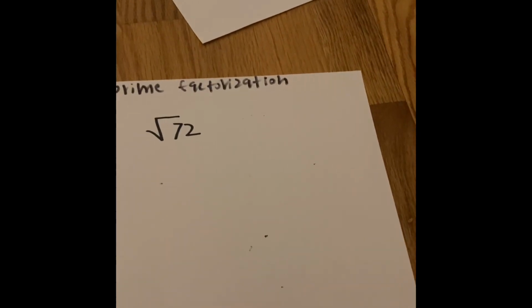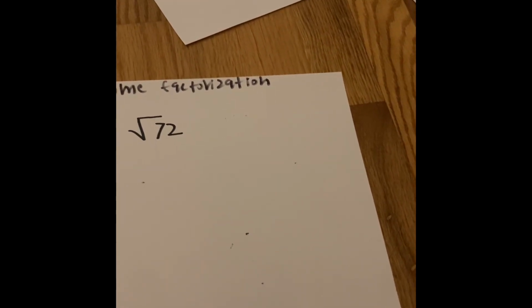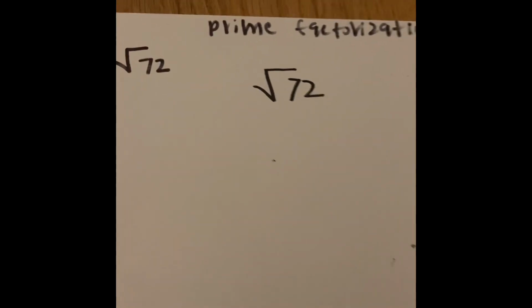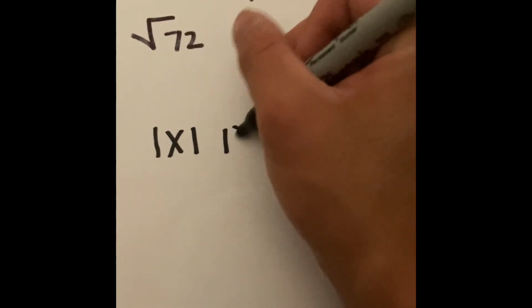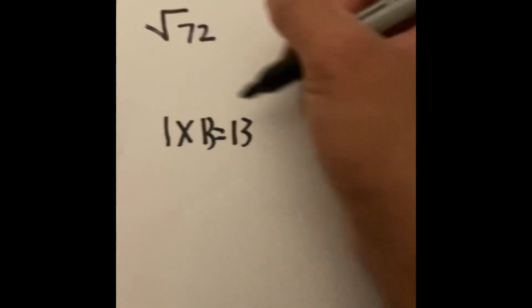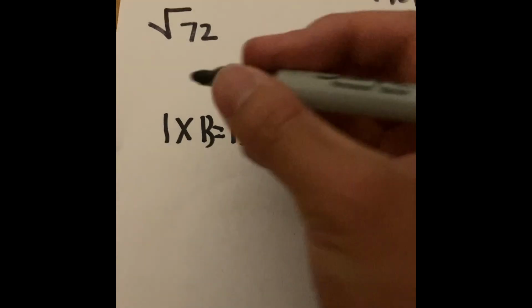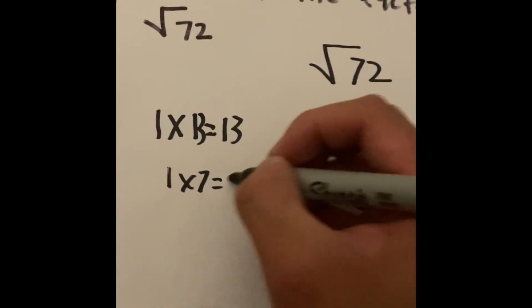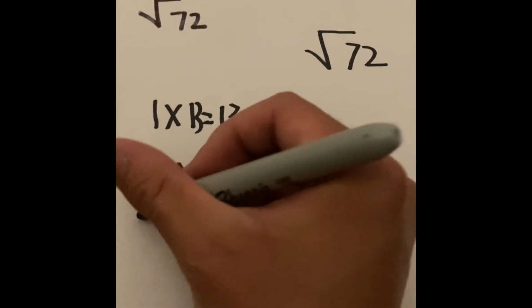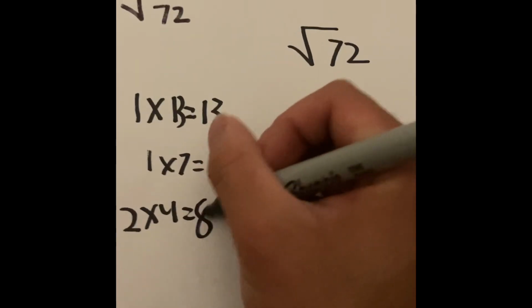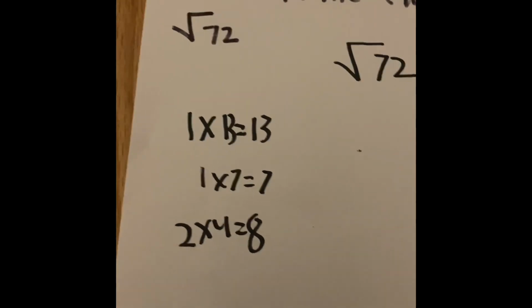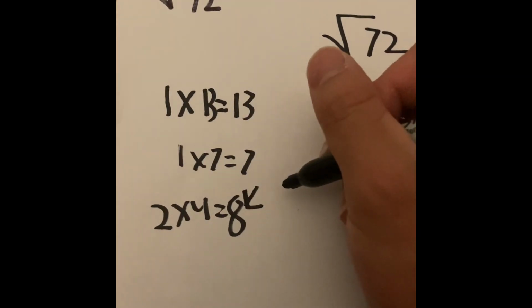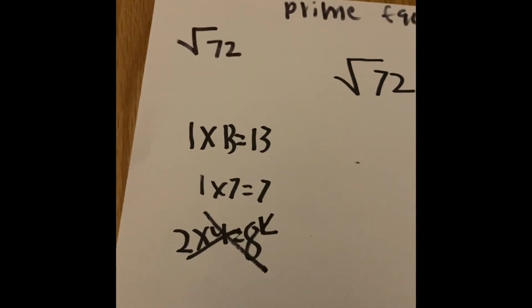So what we're going to do is line up all of the prime numbers that we need. Remember, in algebra, a prime number is a number that can only be made by multiplying 1 and itself, like 1 times 13 is 13, 1 times 7 equals 7. Nothing else. If we have 2 times 4 equals 8, that is a composite number. Composite numbers mean you can get to that number without multiplying it by 1, so it is not counted as a prime number.